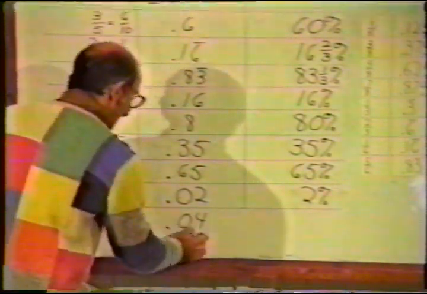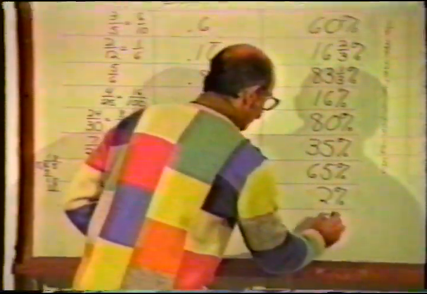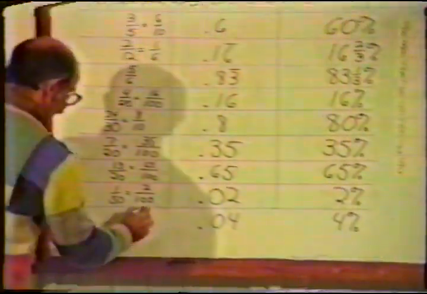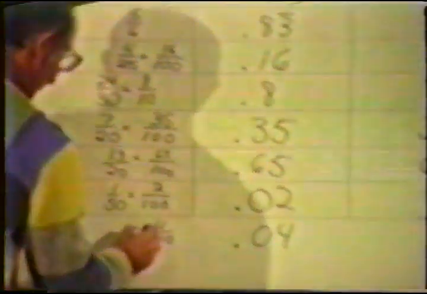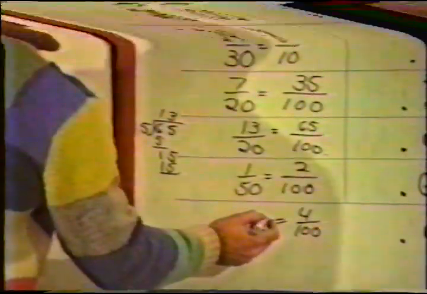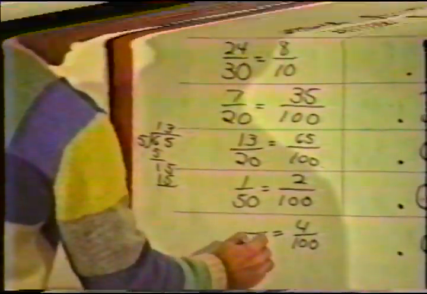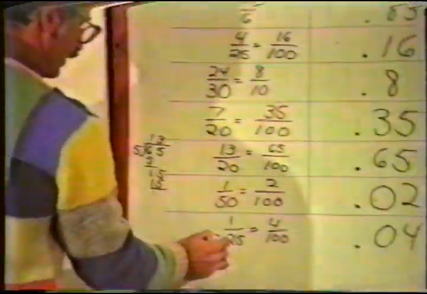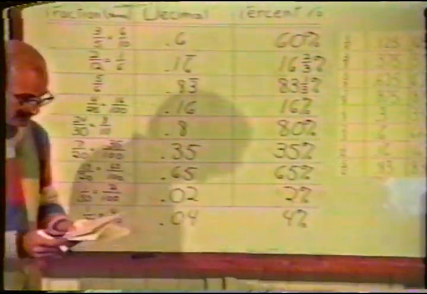0.04. How much percent is that? 4%. And read that number to me. 4 hundredths. We'd like to reduce it. What number should we use? 4. How many 4s in 100? 25. And how many 4s in 4? 1. 1/25 is the same thing as 4%.